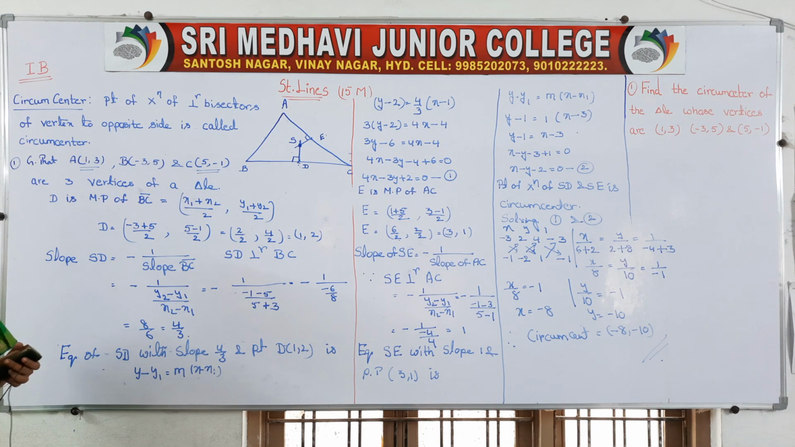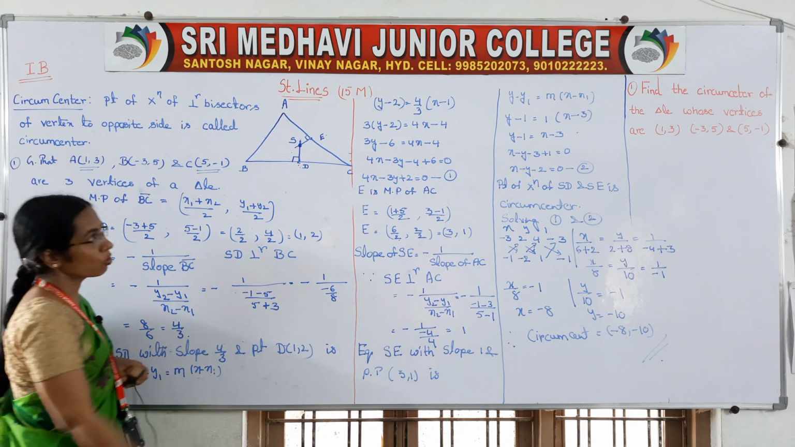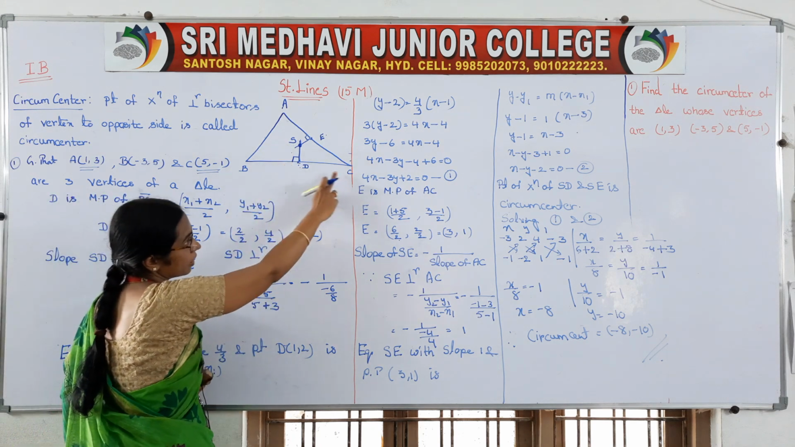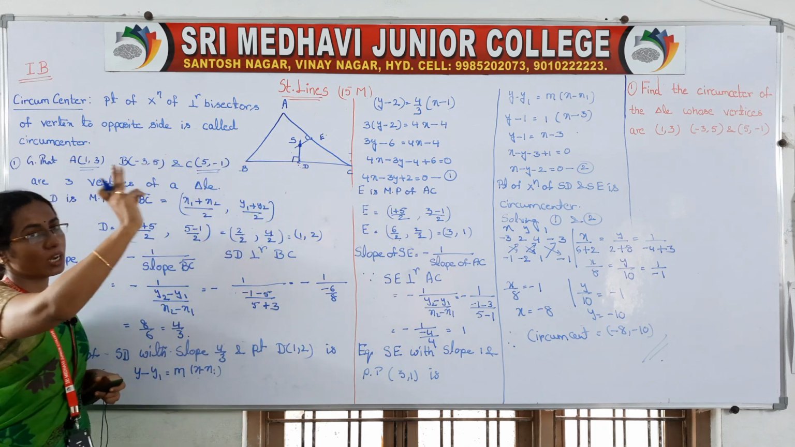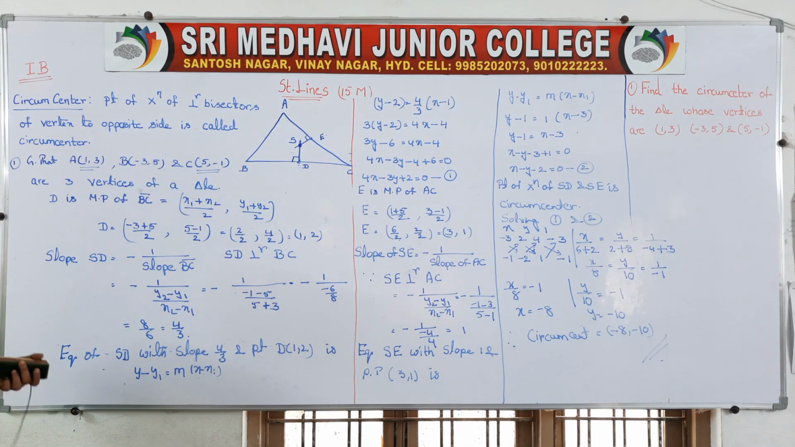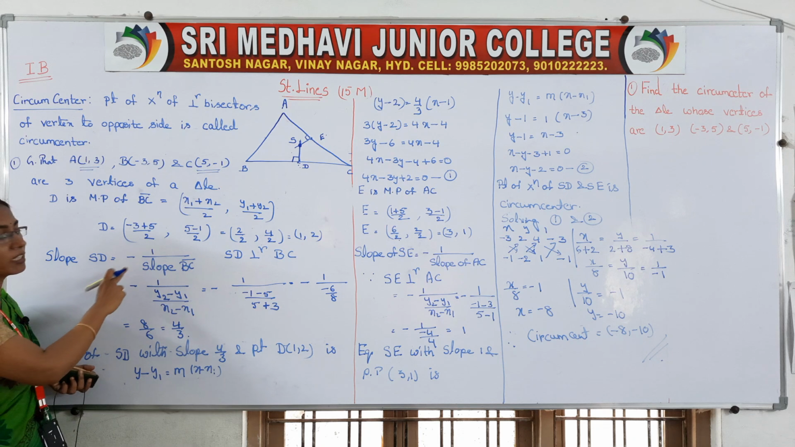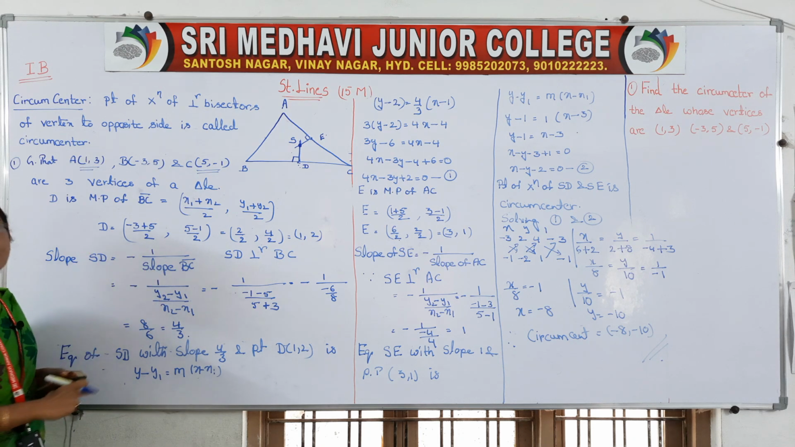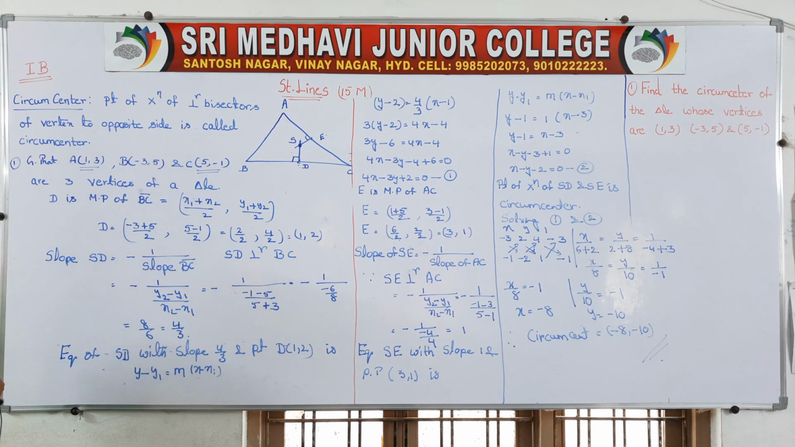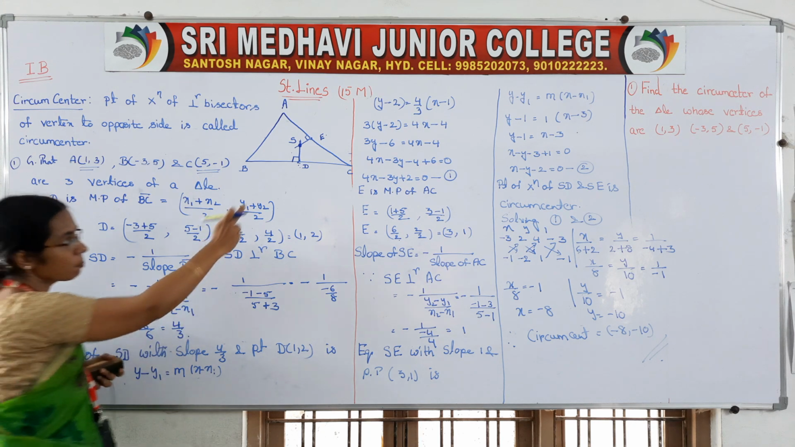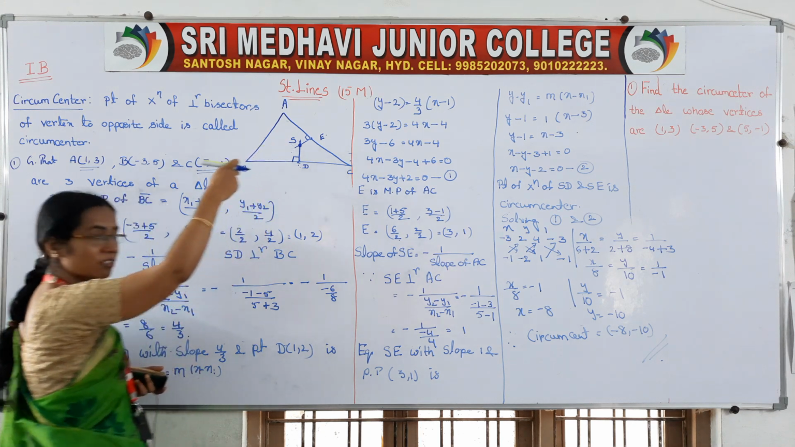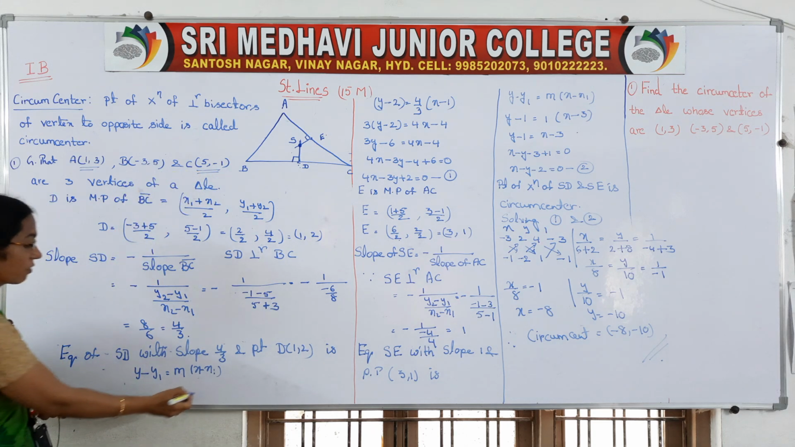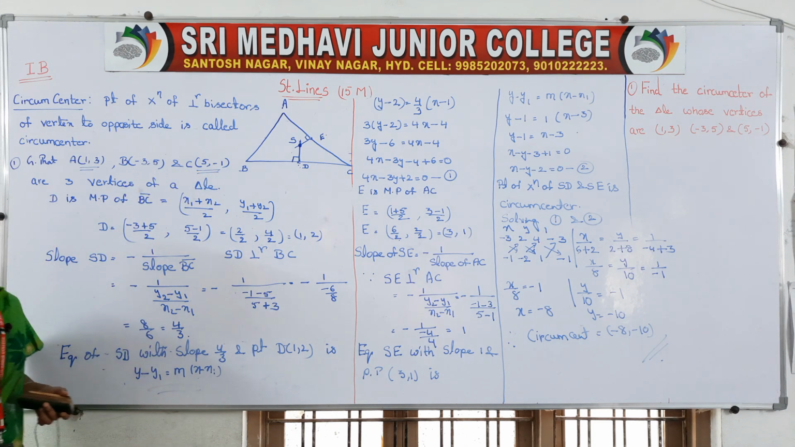Now we need the slope. How will we get the slope? SD is perpendicular to BC. If two lines are perpendicular, then the slope of one line is equal to minus 1 by the slope of the other line. By applying that formula, we got the slope of SD. So we got point D and that line's slope. We can write that line equation by applying the formula.